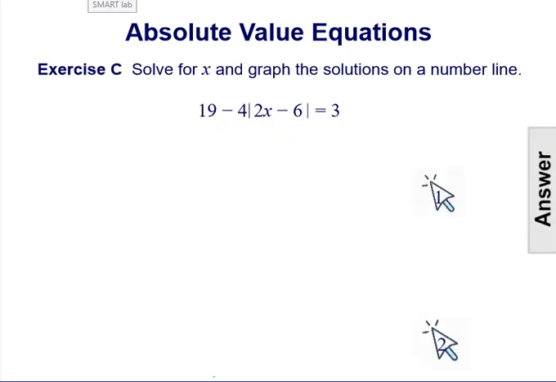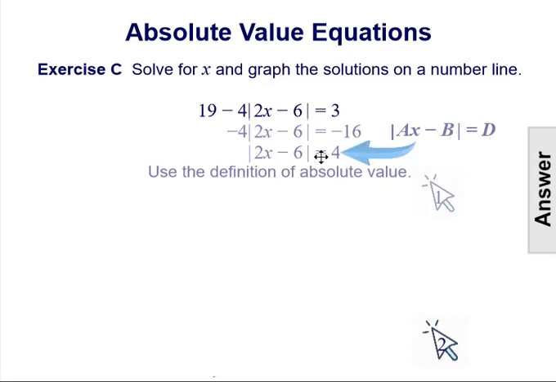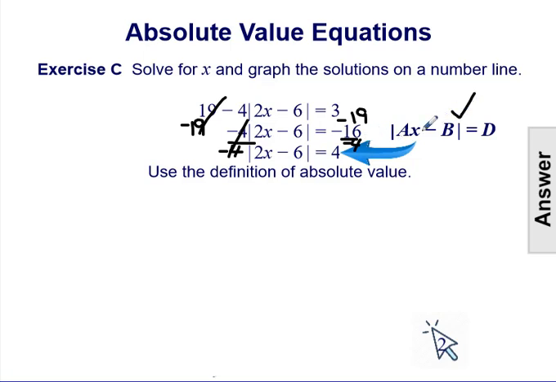Here's another example where we have 19 minus 4 times the absolute value of 2x minus 6 is equal to 3. First we need to get our form. So we're going to subtract 19 from both sides. That's where they're getting -16. And divide both sides by -4. That's where they're getting the absolute value of 2x minus 6 is equal to 4. That gives the form the absolute value of ax minus b equals d.